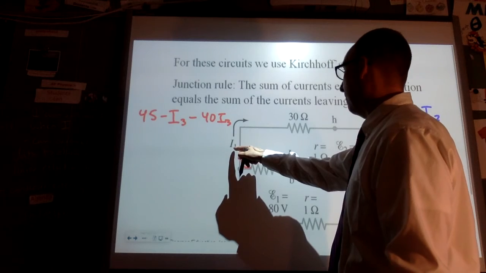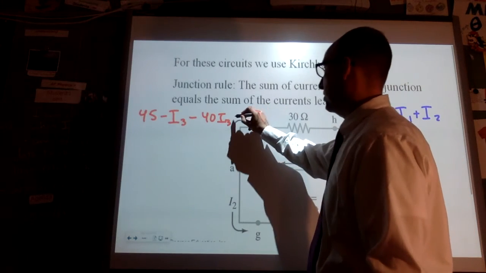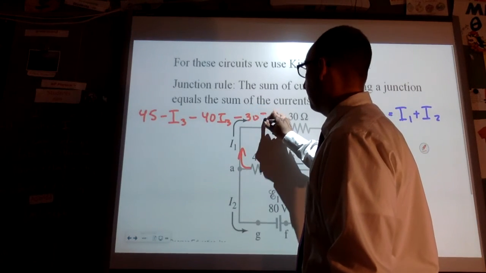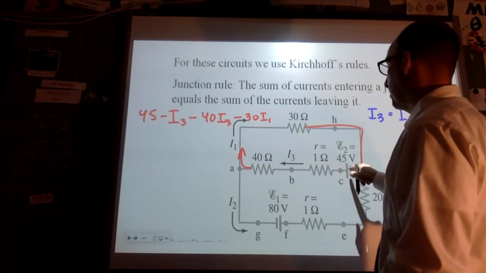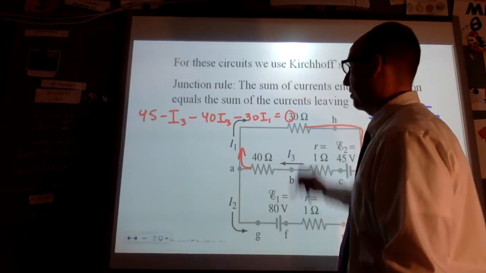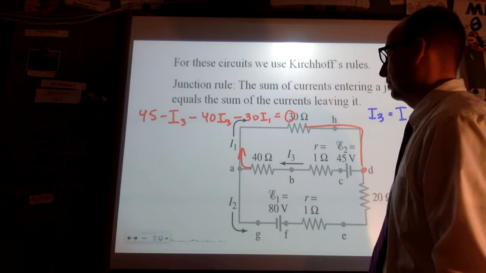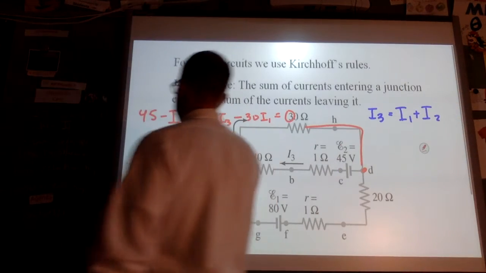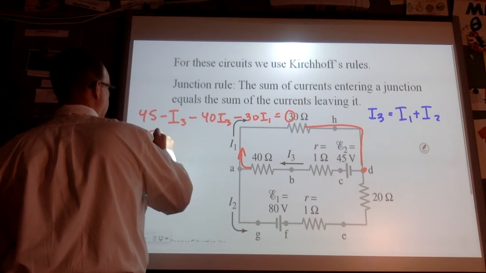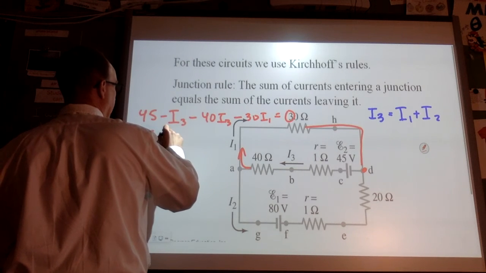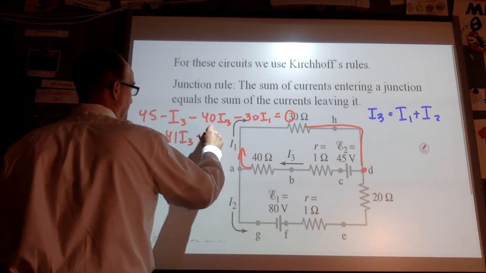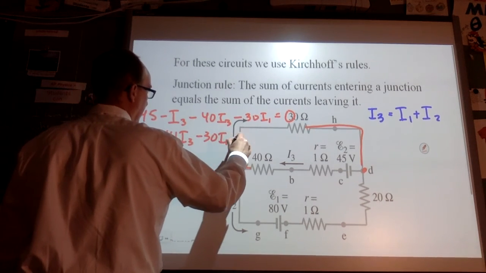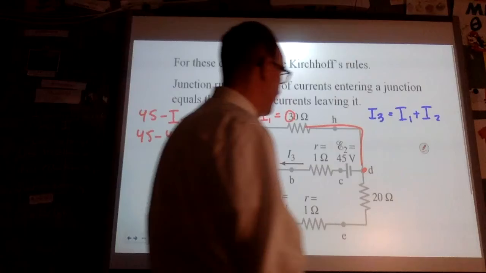Then for this one, I'll go up. And so now I have I1. I'm going to go across this resistor, minus 30 I1. And then I'm back to there, is equal to 0. So my first equation is 45 minus 41 I3 minus 30 I1 is equal to 0.